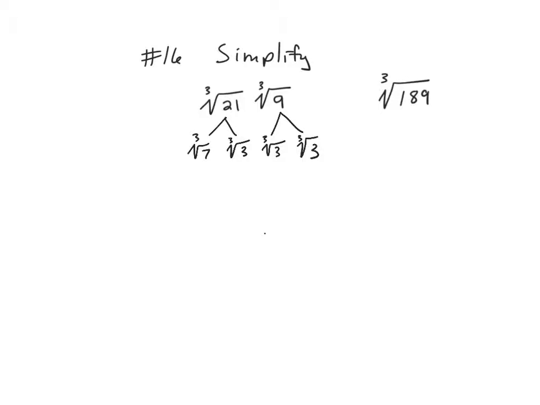Now remember that if we are in cubed roots, we need 3 buddies to put together. And so if I put these 3 buddies together, I get a 3. And so my final answer is going to be 3 times the cubed root of 7.